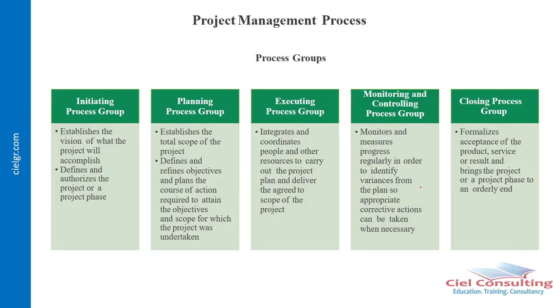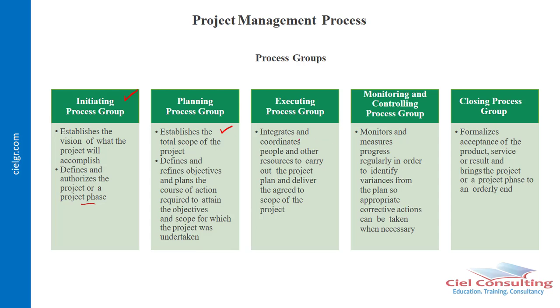So like I mentioned earlier on, the 5 process groups are initiating, and we said that during the initiating, this is where we establish the vision of what the project will accomplish, and then also we define and authorize the project or a project phase. Then during the planning, this is where we establish the total scope of the project. We also define and refine objectives and plans and plan the course of action required to obtain the objectives and scope for which the project was undertaken.